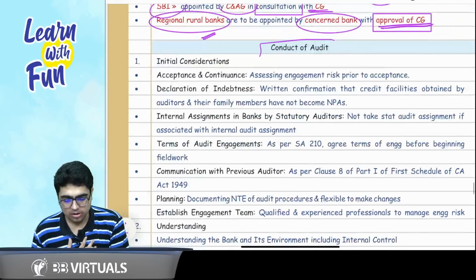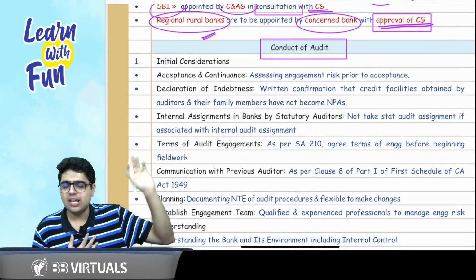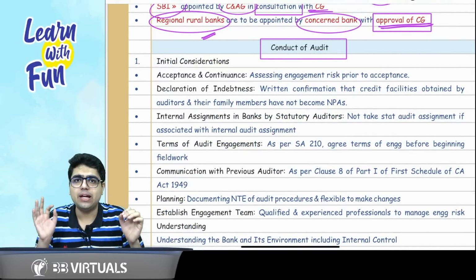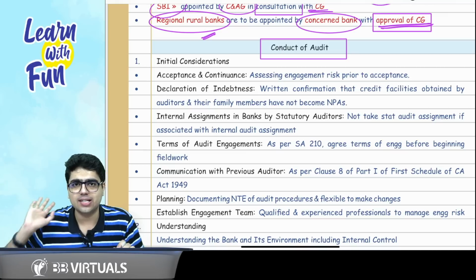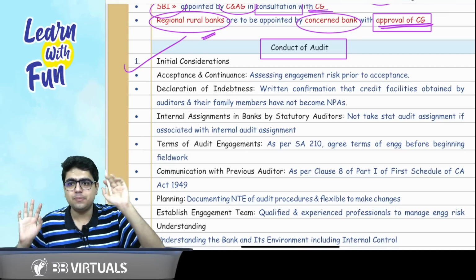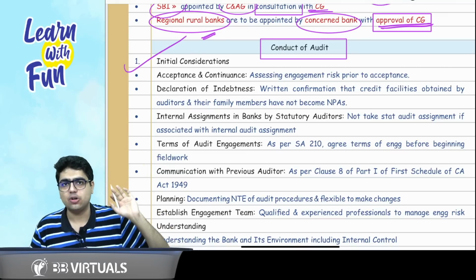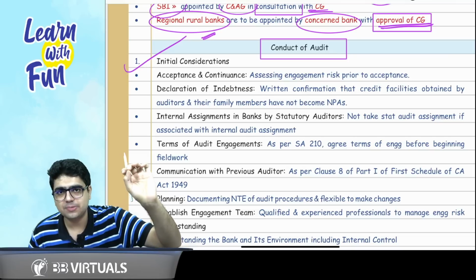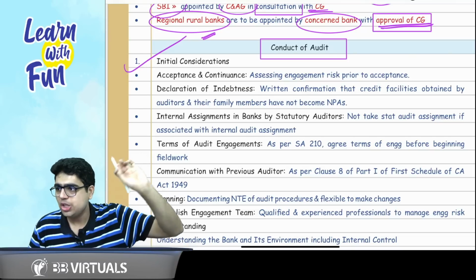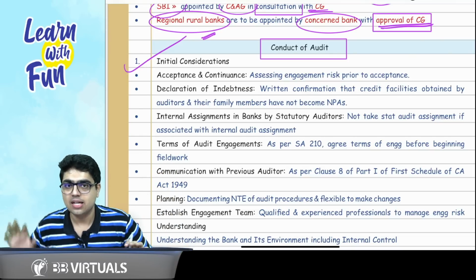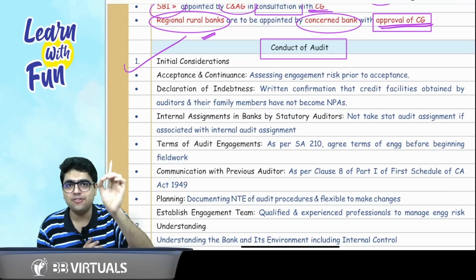Now let's talk about conduct of audit. How is the bank audit conducted? First of all, initial considerations. Initial considerations means you have not yet started the audit. You have not yet started your risk assessment procedure, further audit procedure, nothing. You are just considering the initial things. Sir, what are the initial considerations? I think we discussed in the class also.